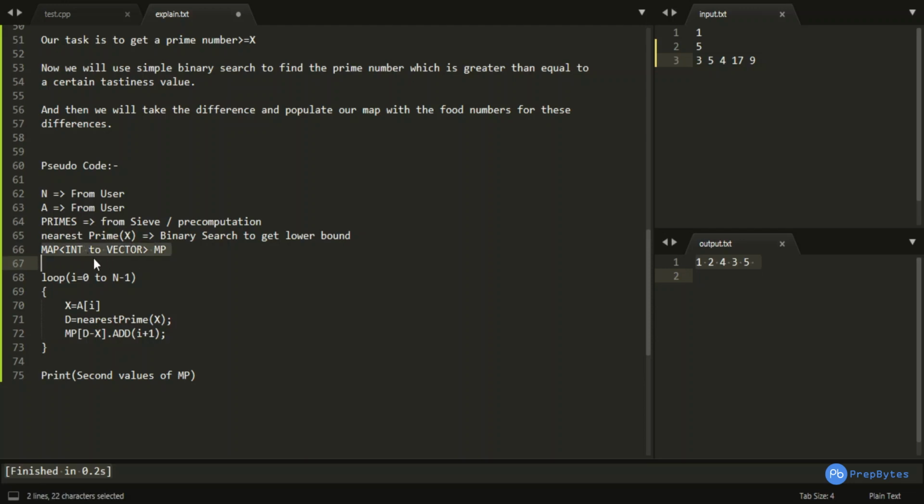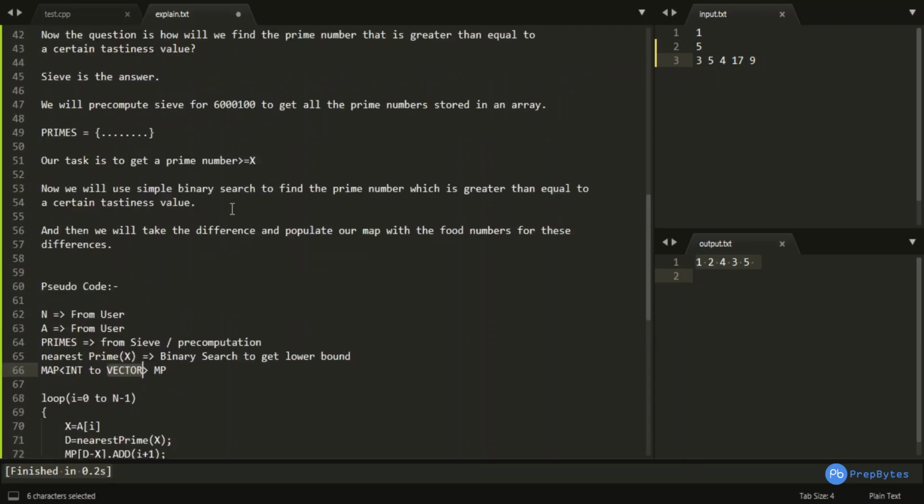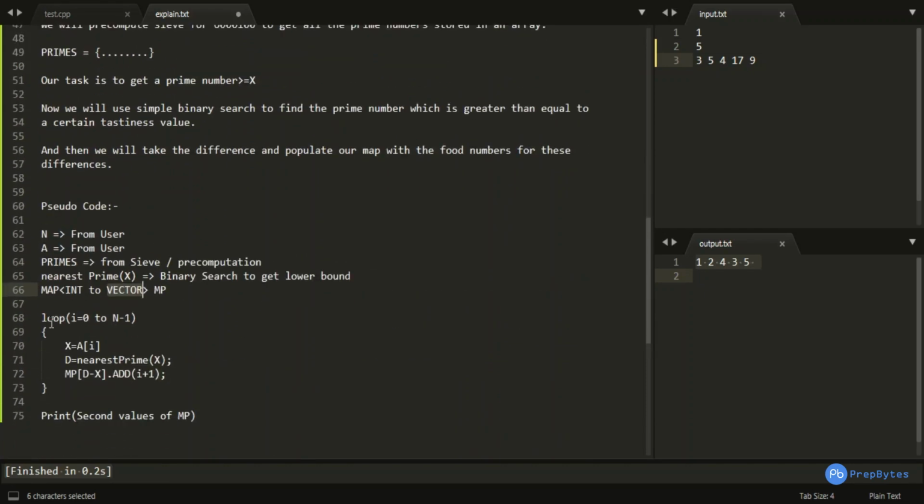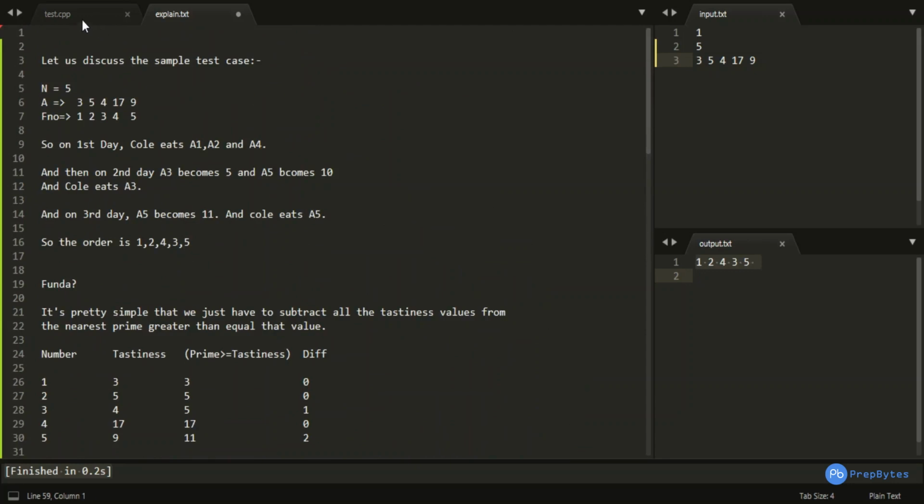Now this map is a mapping from integer to a vector, okay? This integer is nothing but the difference and this vector is nothing but the positions, or the food numbers basically. And we are looping through this particular tastiness array, and for each and every value x, let us say x is a value at a certain index i of the tastiness array, we are calculating the nearest prime of that particular x from the primes array. Now I am making a mapping of d minus x, which is the difference between the nearest prime and my tastiness value x, and I am adding the food number to the map. Finally I will be printing the second values of the map, which is nothing but the food numbers, in a sorted manner. So let me show you a C++ implementation of whatever pseudocode we discussed over here.